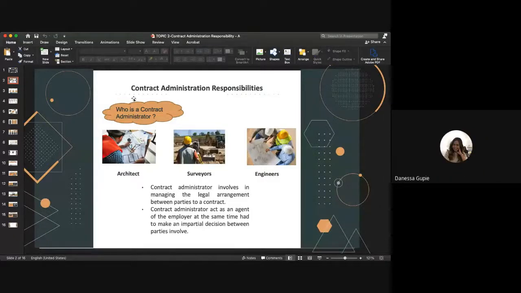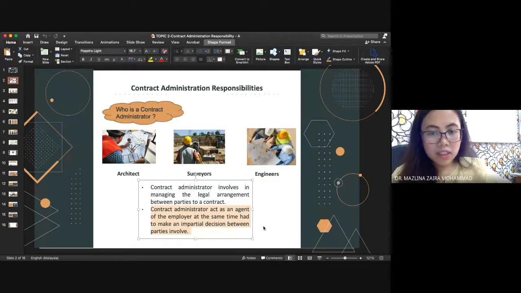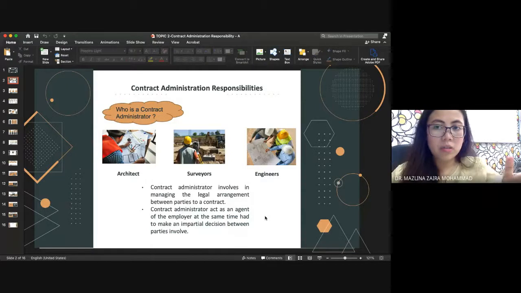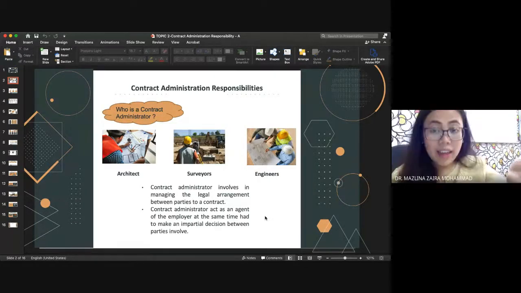Yes, Doctor. So they ask, who is a contract administrator? If you see, the role is involved in managing the legal agreement between the parties to a contract, correct? And then the contract administrator is an agent of the employer, and at the same time has to make impartial decisions between the parties involved. What do you understand about this term? Can you see it? It mentions clearly the employer. Who is the employer during the construction stage? Class? The contractor? The employer. The client. Yes, the client. Okay, those who appoint the architect, surveyor, engineers, that is the C&S, civil and structure engineers who do the drawings. So the contract administrator is like whose answer just now?